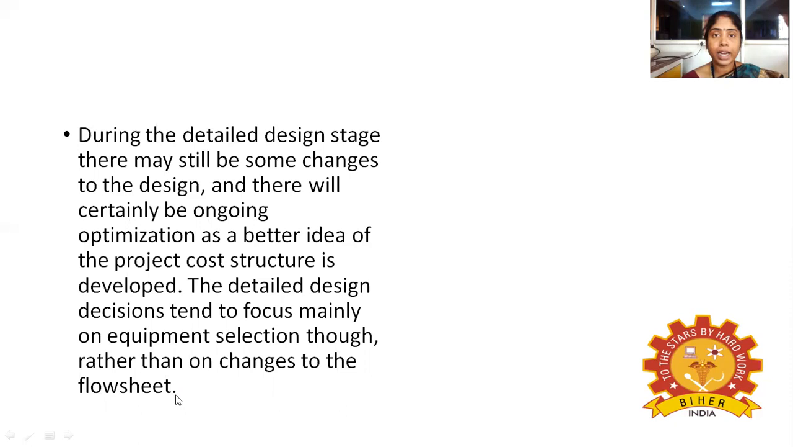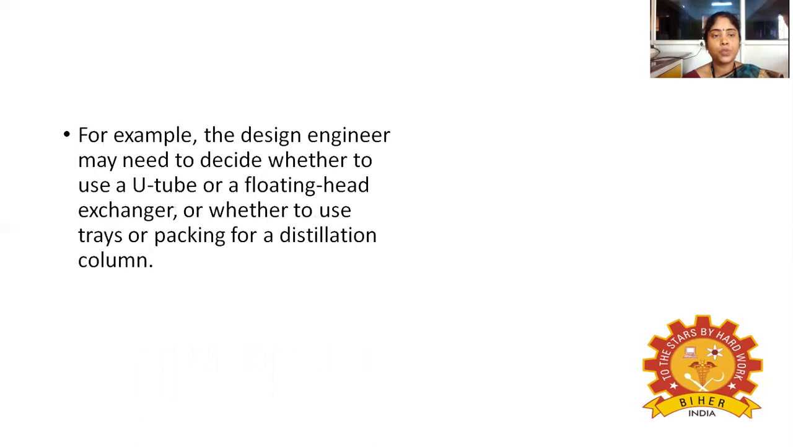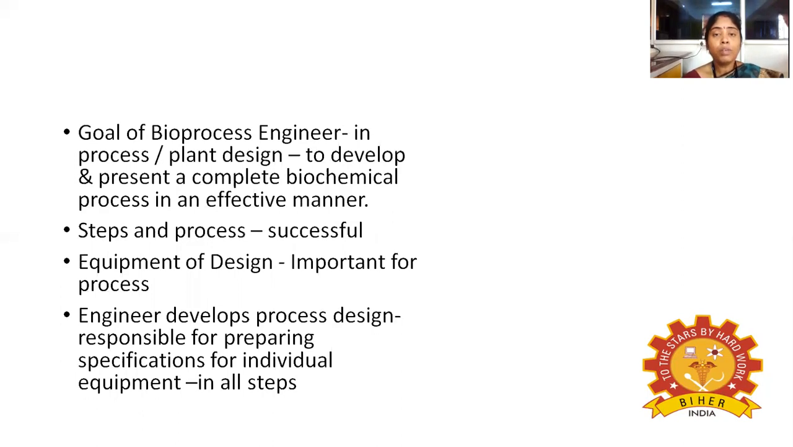And the changes have to be made only on a flow sheet diagram and not while the process is being carried out. So the goal of any engineer, whether a unit process engineer, bioprocess engineer or chemical engineer, is to design so that the process, or whatever we need, is done at all costs. The design engineer needs to decide what type of equipment we are going to use for a distillation column or any unit operations. So the goal of a bioprocess engineer.